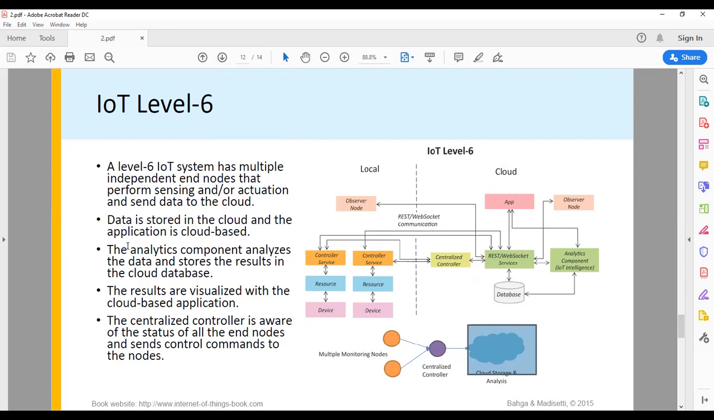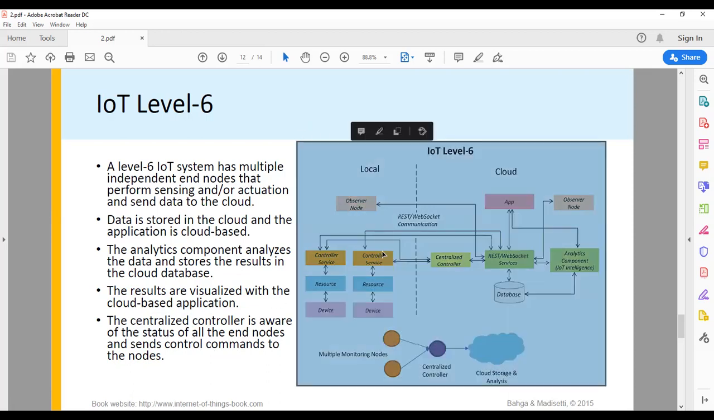Data is stored in the cloud. The analytics component analyzes data stored in the cloud database. The results are visualized with the cloud-based application. The centralized controller is aware of the status of all the end nodes and sends control commands to the nodes.